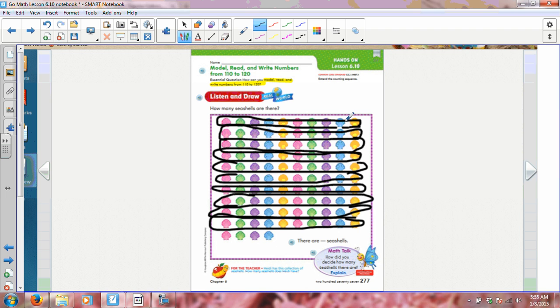So let's count by tens. 10, 20, 30, 40, 50, 60, 70, 80, 90, 100, 101, 102, 103, 104. So there are 104 seashells. Now remember, when we write these numbers, we have 100 and then 4 singles left over. So 104. There is no whole groups of 10 left over, so that's a 0. Let's go ahead and go on to the next page.